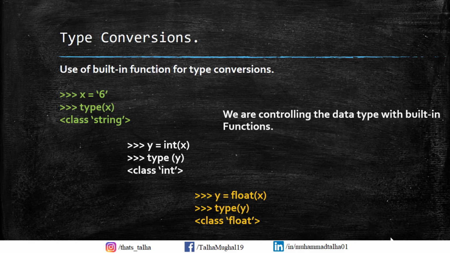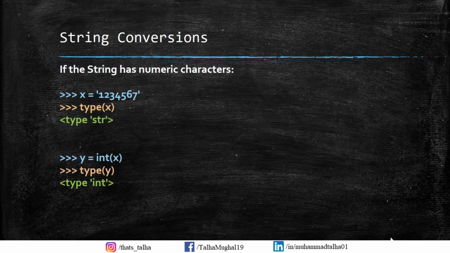We are controlling the data type with built-in functions. If the string has numeric characters, for example, x is equal to 1234567, but all these numbers are written in inverted commas, so that makes them a string. Now if you check the type of the data using the type function, the type will be string.